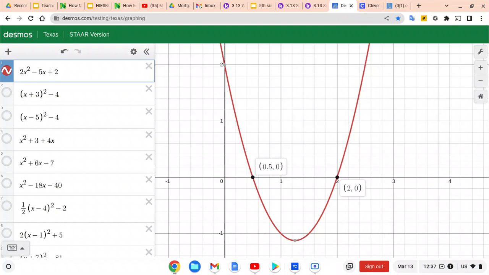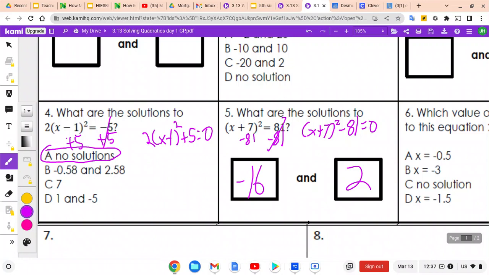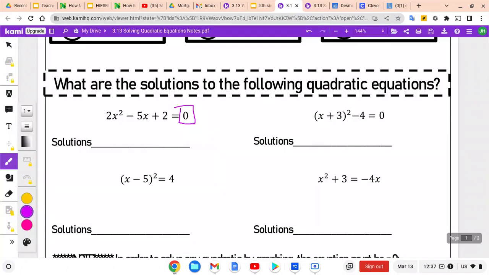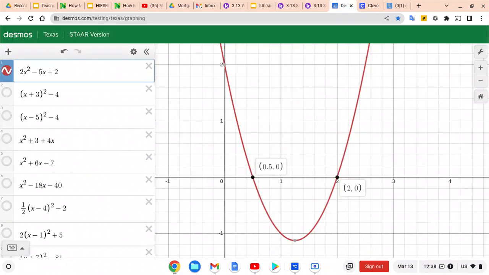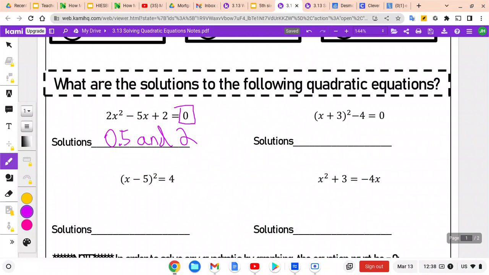When they cross the x-axis, y is at 0. But you just have to write the x values. The solutions are the x values. And we don't want to use commas because then we might think that 0.5 and 2 is a point, but they're separate. So the solutions are 0.5 and, don't put a comma, and 2. So at 0.5 and 2, it's where y equals 0. Those are the solutions. Those are the zeros.